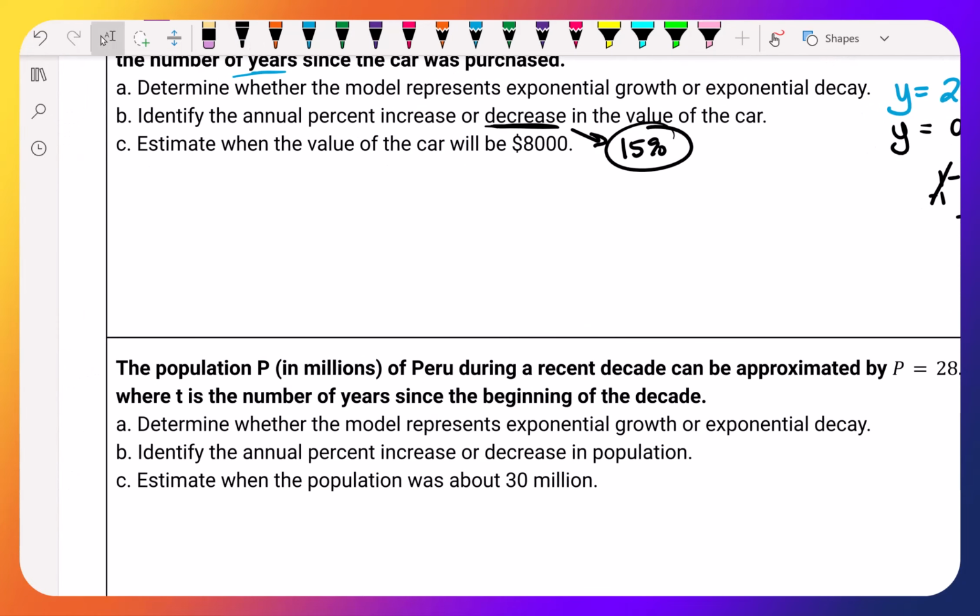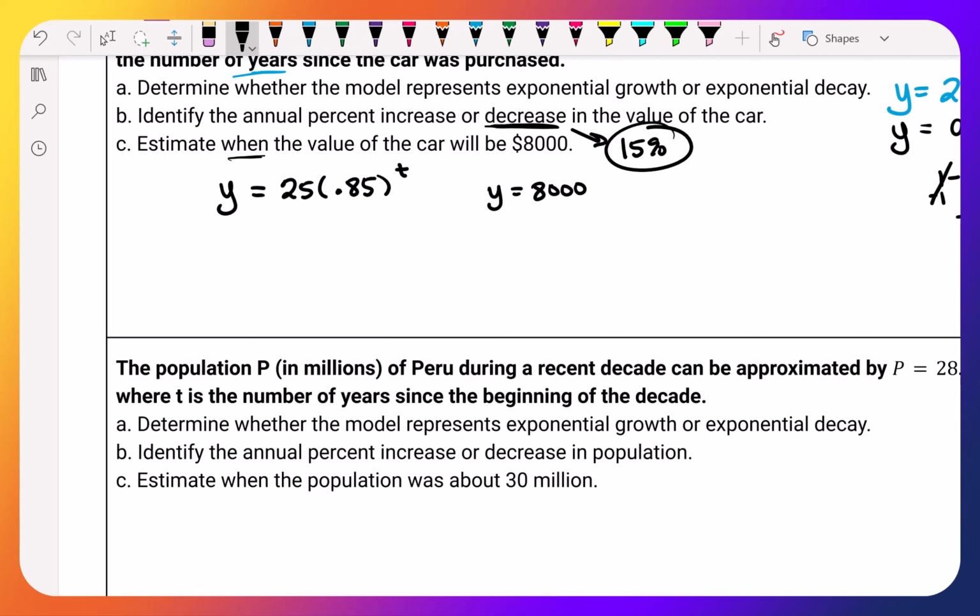Then it says estimate when the value of the car will be $8,000. So what you need to do, once again, is really understand what this model is asking you to do and how to use it. It says estimate the value of the car. Now, the value of the car is y, not t. t is time. So we're looking for t. So t is going to stay a variable, but I know that y is 8,000.